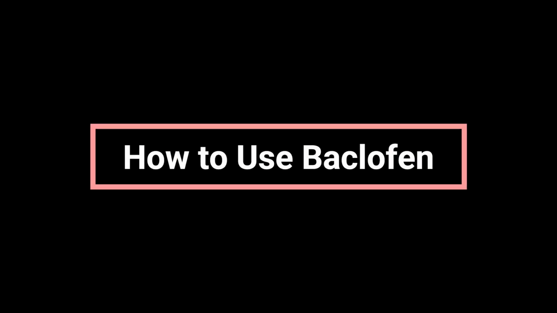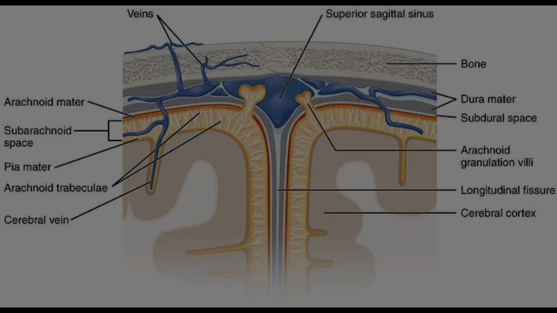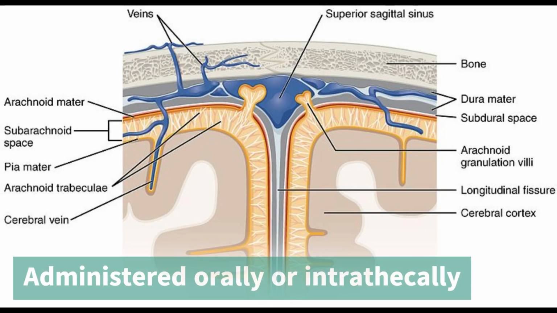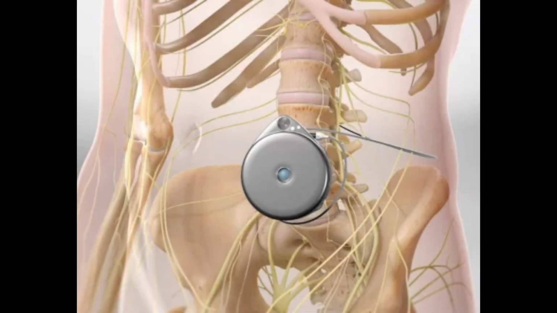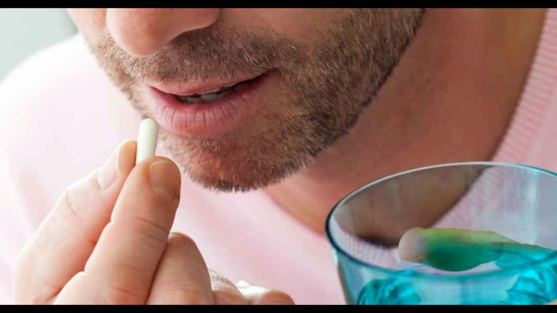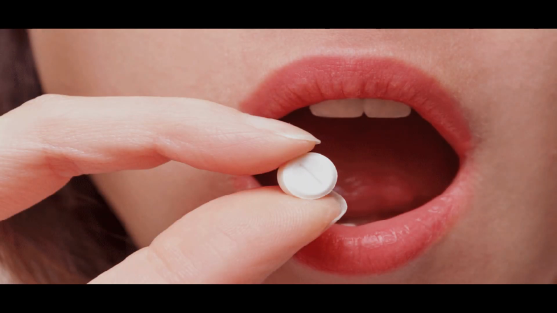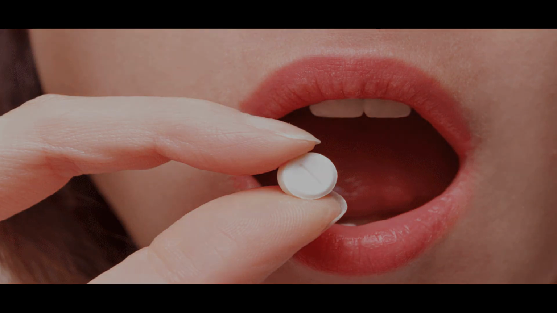How to use Baclofen. Baclofen is used to manage muscle spasticity related to conditions like multiple sclerosis, spinal cord injuries, and cerebral origin spasticity. It can be administered orally or intrathecally, directly into the spinal fluid, depending on the severity of the condition and individual response to treatment. Understanding how to use Baclofen correctly is essential to achieving optimal relief and minimizing side effects.